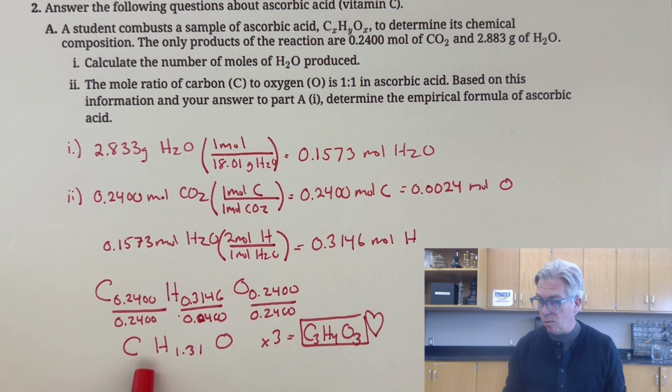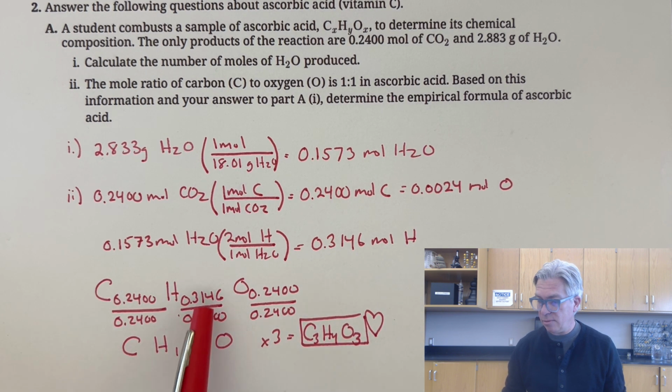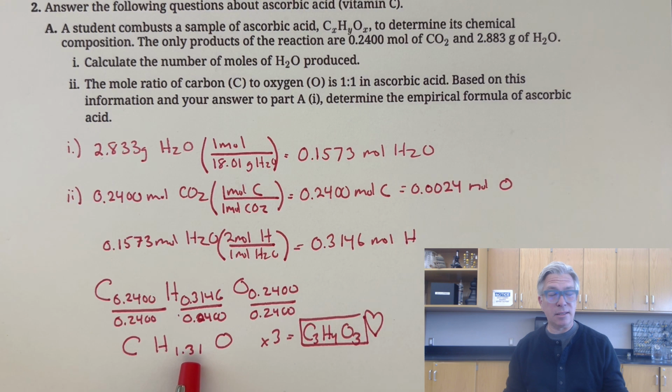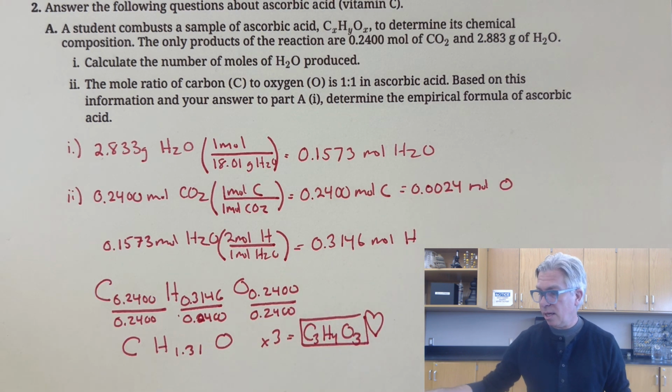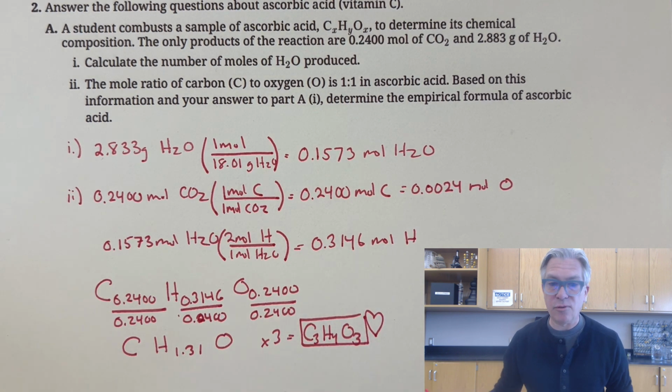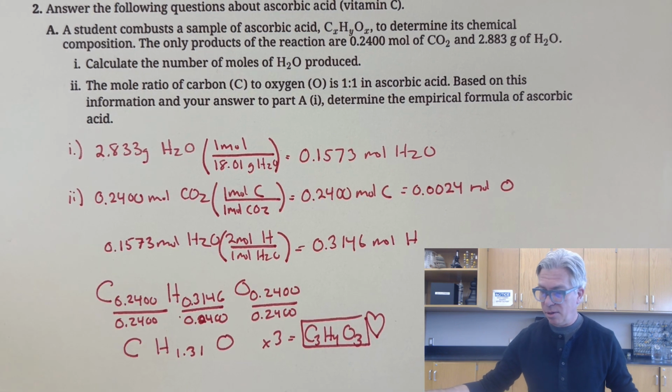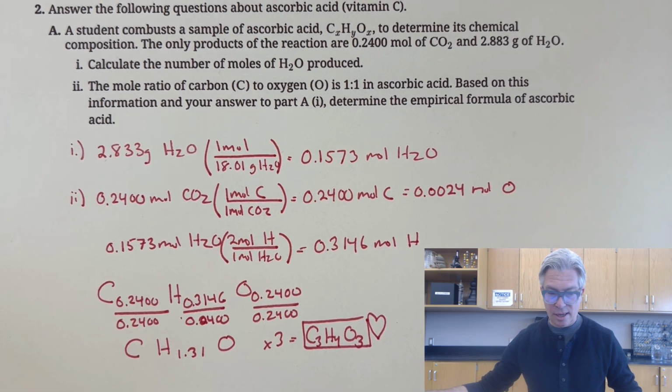And this becomes then a 1, this becomes a 1, and this becomes a 1.3 something. Depending on how you rounded your molar mass, you might get something a little bit different than mine. But I recognize that as being about 1 1/3. So if I multiply all of these 3 numbers by 3, keep them in the same ratio, but get whole numbers out of them, I get C3H4O3 as the empirical formula for ascorbic acid.